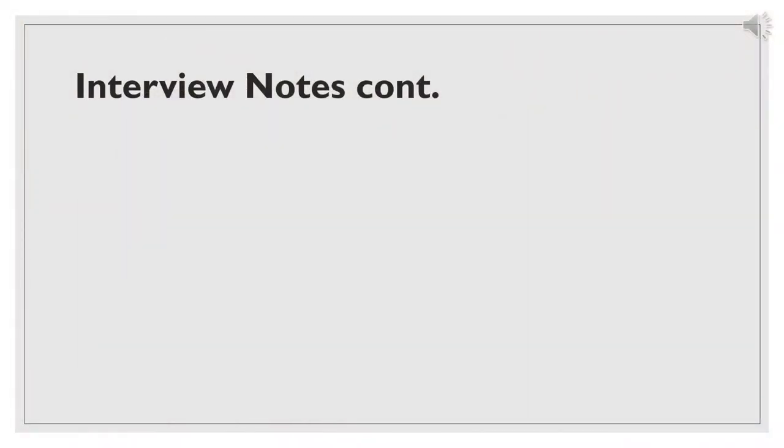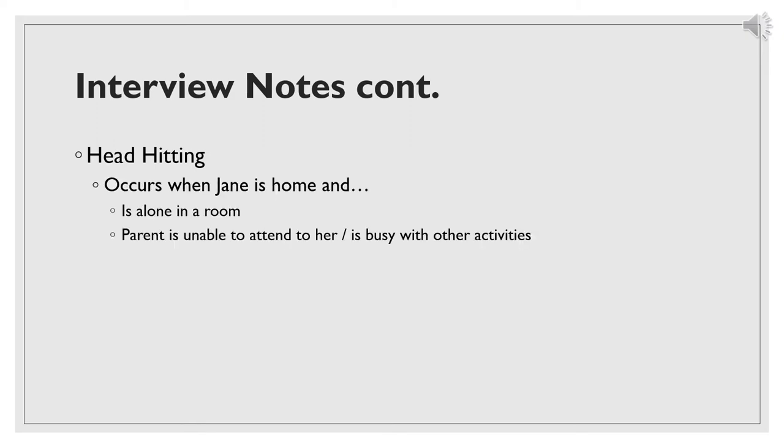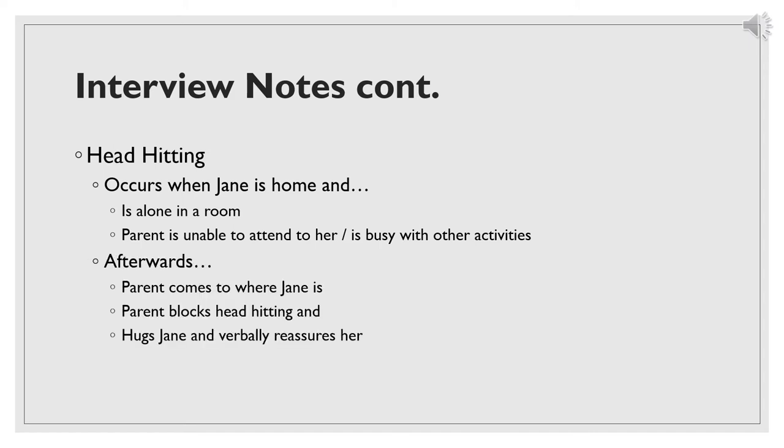In this section of the interview, we found out some information regarding the antecedents and consequences of Jane's head-hitting behavior. Some antecedents that the mother listed include when Jane is alone in a room or when a parent is unable to attend to her or is busy with other activities. Some consequences Jane has to her behavior include the parent coming to where Jane is, the parent blocking head hitting, and the parent hugging Jane and verbally reassuring her.